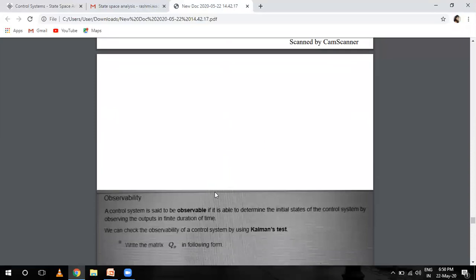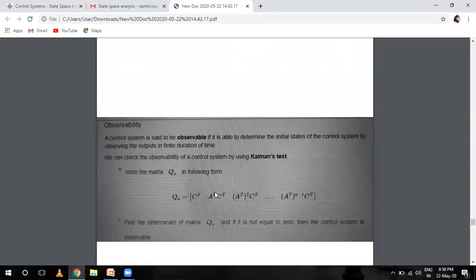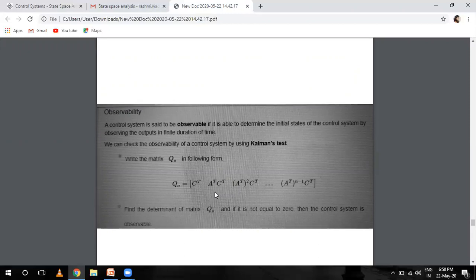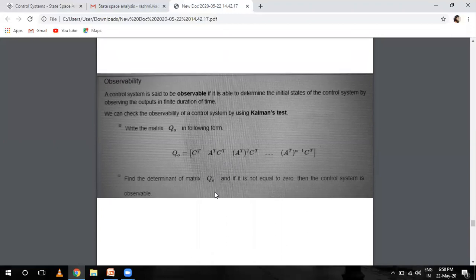What do you mean by observability? A system is said to be observable if it is able to determine the initial condition of the control system by observing the output in finite duration of time. We can also check the observability of the control system by using the Kalman's test.